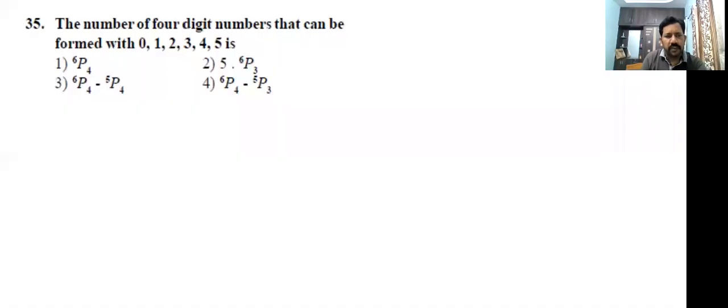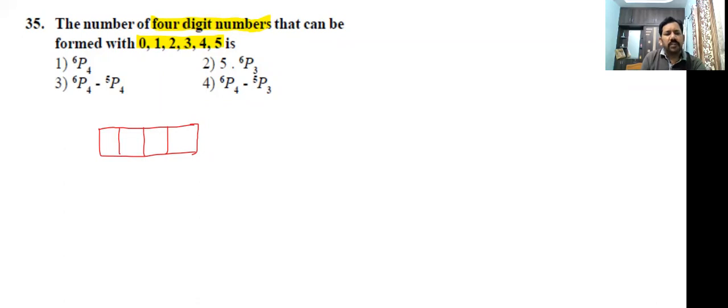Okay. First observe here the number of 4-digit numbers that can be formed with 0, 1, 2, 3, 4, 5. So here the given digits are 0, 1, 2, 3, 4, 5. We want to form a 4-digit number. A 4-digit number means it occupies 4 places. But in the given digits, 0 is there.